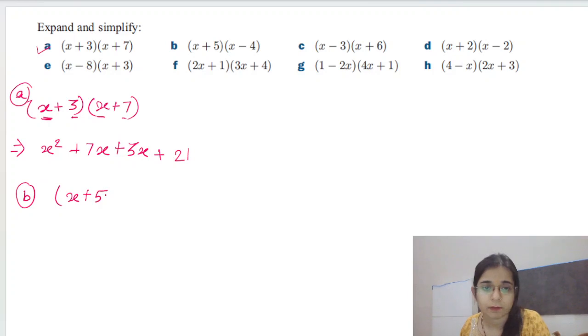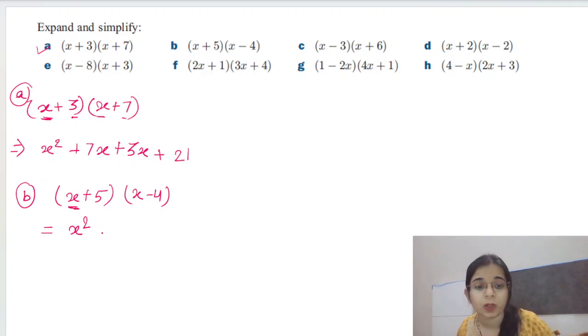x plus 5 and x minus 4. So here, again take the first term of the first bracket, x: x square, x into minus 4 is minus 4x, plus 5 is plus 5x, and minus 20.